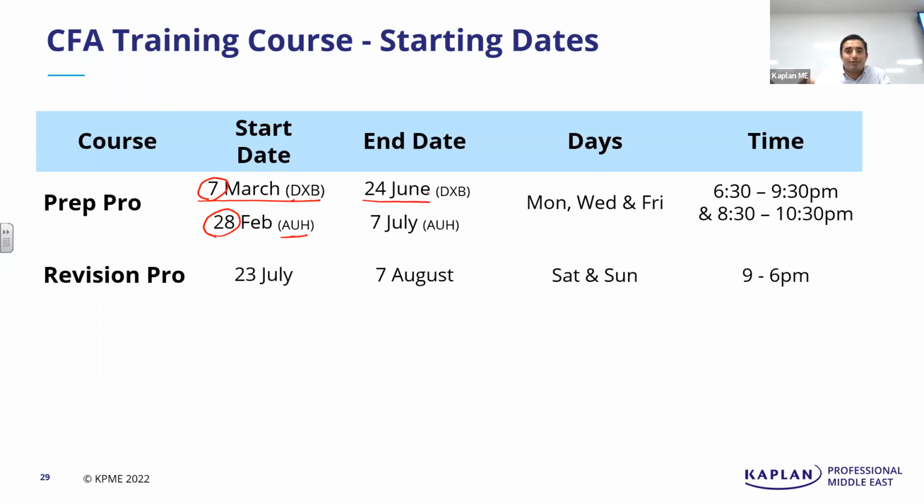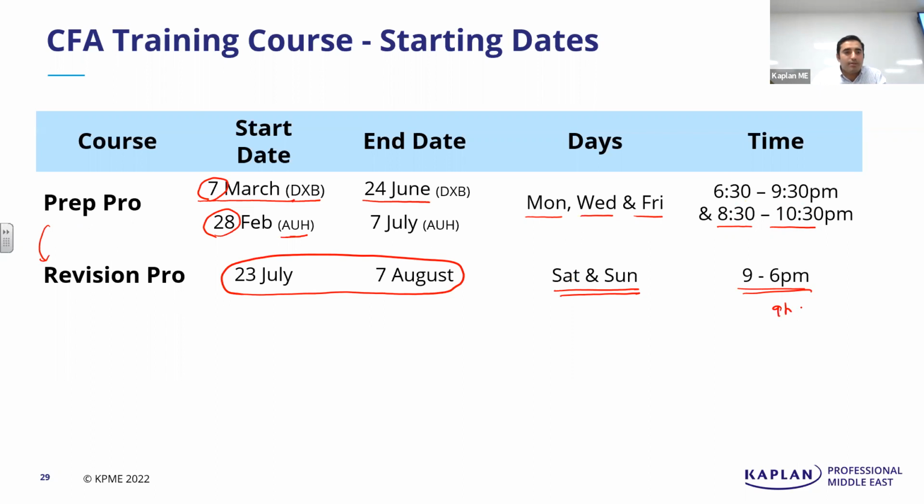Remember the 120 hours of training. This will be done on Mondays, Wednesdays, and Fridays, 6:30 to 9:30 every week. During Ramadan time, it will be 8:30 to 10:30, only 2 days a week. Otherwise, it is 6:30 to 9:30, 3 hours. Then you have revision, from July till August. This is only on weekends, Saturday and Sunday, full day sessions, 9 o'clock to 6 o'clock, a 9-hour session, with breaks in between.